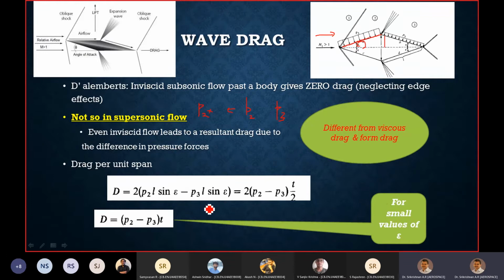Similarly, on the other side, it's P3 into L sin epsilon. L is the length. We are considering a symmetric diamond airfoil, so both sides have length L. If you simplify it, it can be written as P2 minus P3 into t by 2. Here t by 2 is nothing but the half thickness.